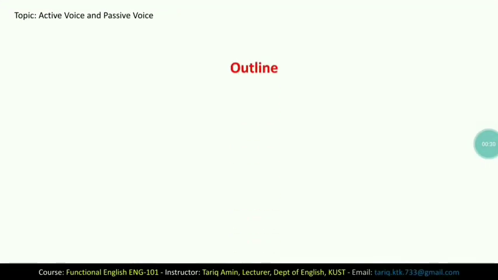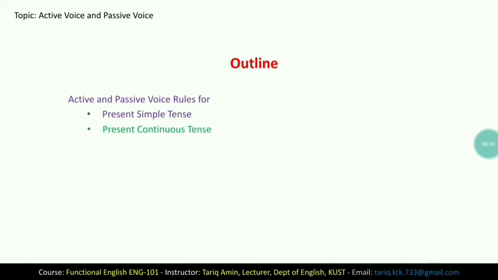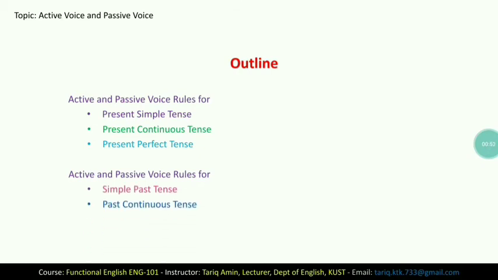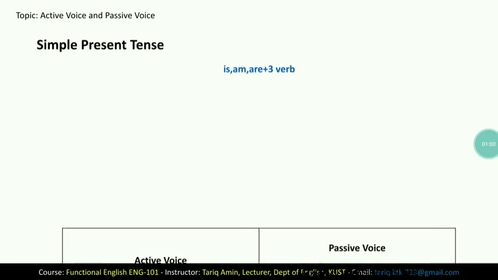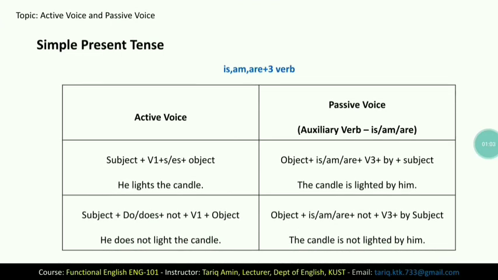Lecture outlines of today's class include active voice and passive voice rules for present simple tense, present continuous tense, and present perfect tense. After that, we have active voice and passive voice rules for simple past tense, past continuous tense, and past perfect tense. Simple present tense.